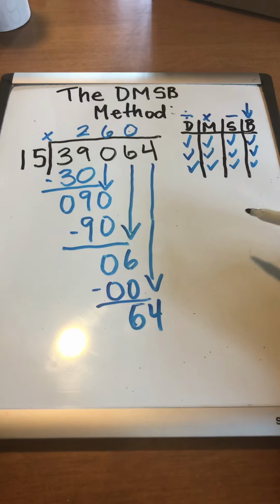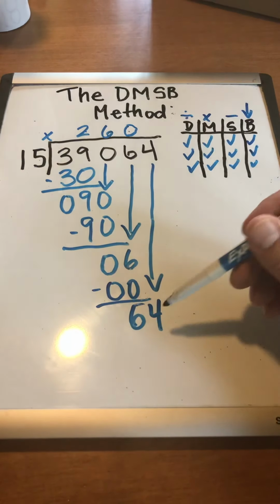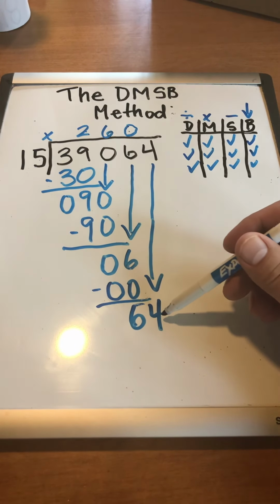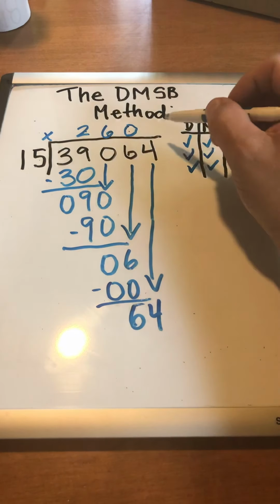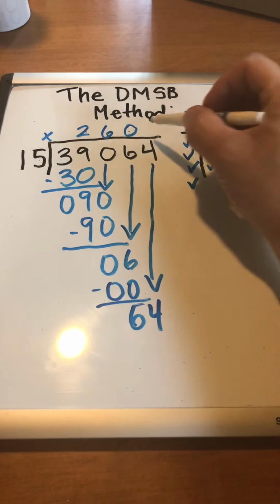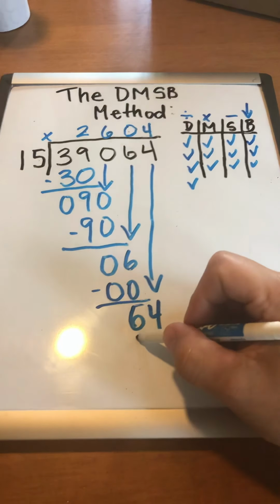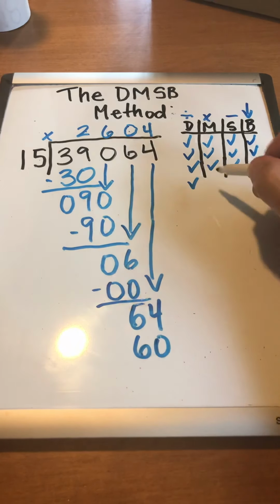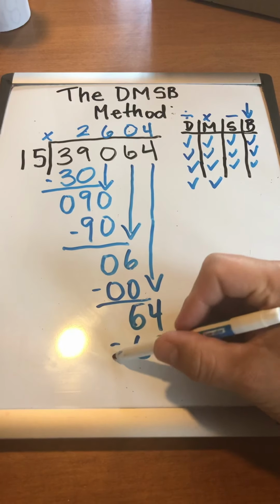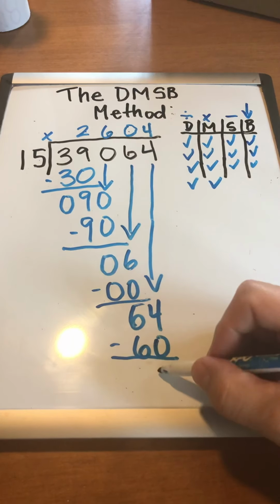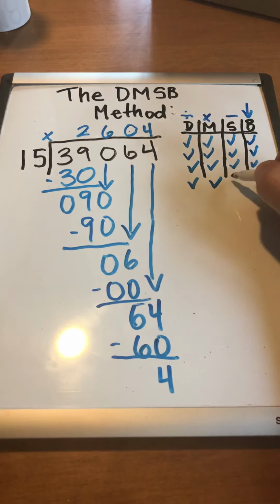And now it's 64. So 15 into 64, well, we know 15 times 4 is 60. So I did my divide. And 4 times 15, as I just said, is 60. I'm going to subtract. And that's going to equal 4.